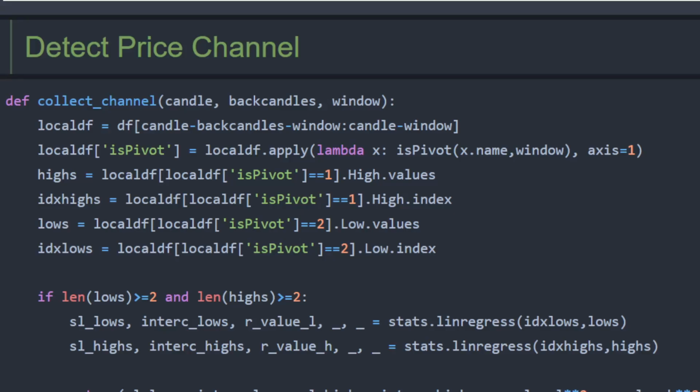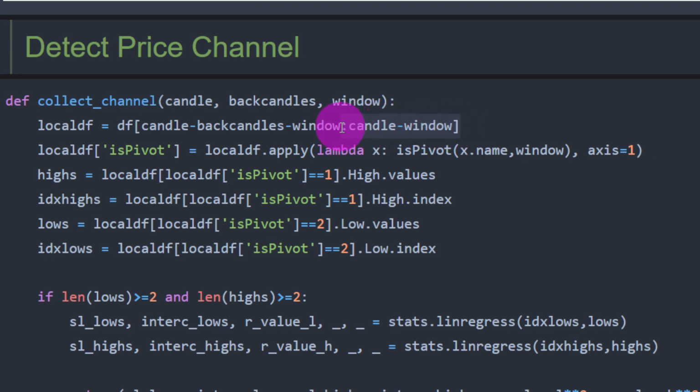So now we need to detect the price channels. And for this, I'm defining a new function called collect channel. It takes a candle index, a number of back candles, and the window parameter again. And we define a local data frame, which is a slice of our big data frame. We're going to test from the current candle we are interested in back to candle minus back candles minus window up to the current candle minus window.